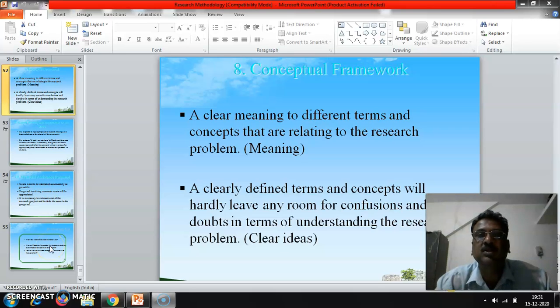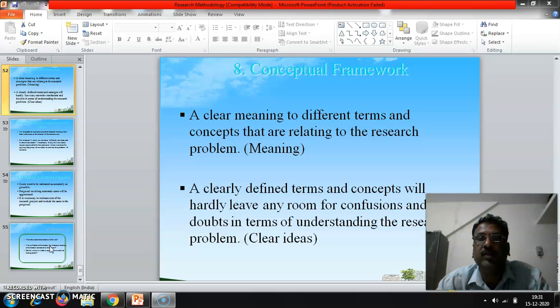Good morning, students. In business research methodology, I have discussed around 251 PowerPoint slides. Now I am in the last stage of this concept, that is, the conceptual framework.